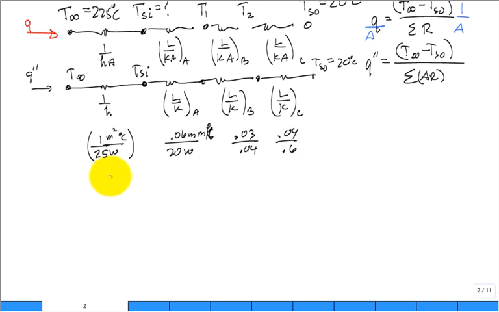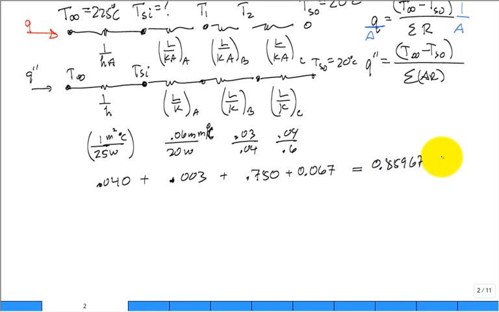And when I run them and turn them into numbers, I look at it, it's like 0.04, then I'm going to add it to 0.003, then I'm going to add it to 0.750. I like to put 3 digits after each number so I can compare them a little more visibly. And then this one is 0.066666, but just put a 7 there. All right. When I sum those up, I find that its total is 0.85967 meters squared, degrees C per watt, and a meter squared. Yeah, it's a meter squared there.